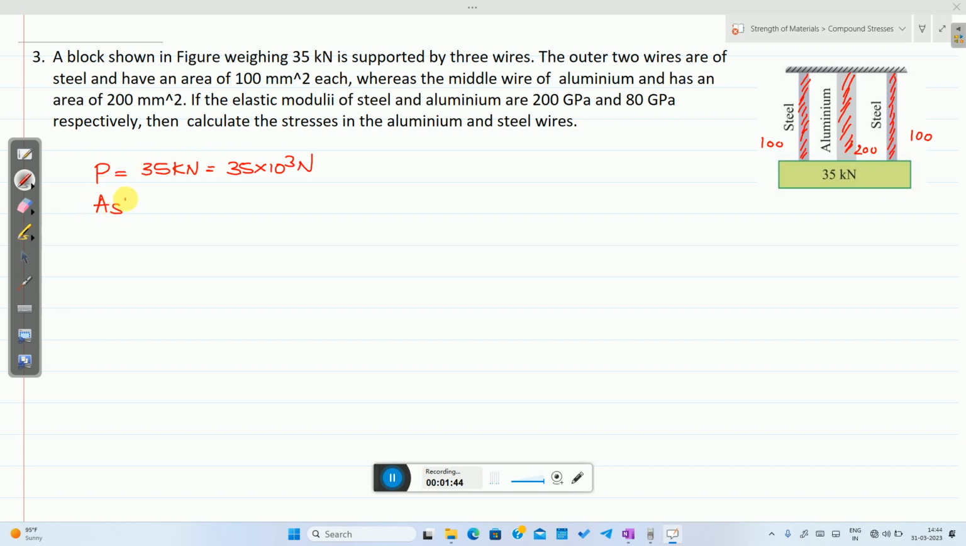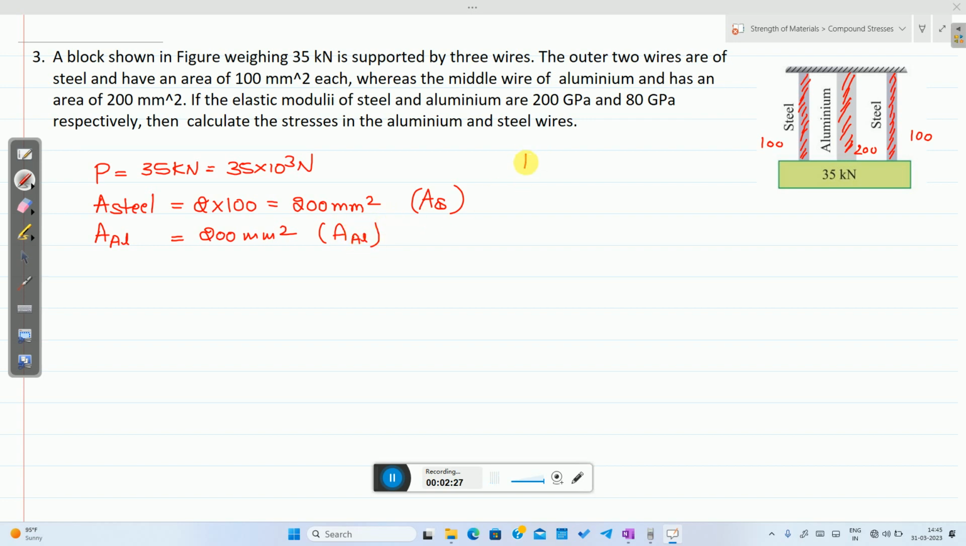So area of steel. See here, there are two wires, each of area 100. So area of steel will be 200 mm square. So area of aluminium is one wire having an area of 200 mm square. Clear? So this is area of steel AS and this is area of aluminium, so I will take it as AAL.